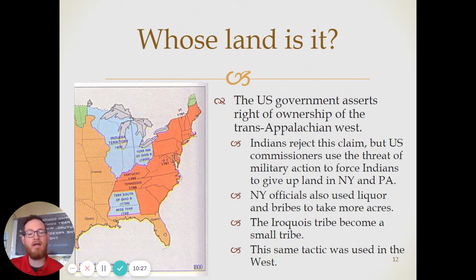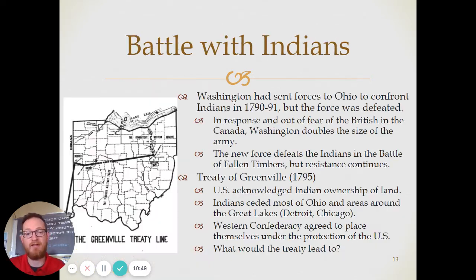Sometimes they were able to bribe Indians with liquor and that kind of thing to be able to get more acres. And eventually, you're going to see the Iroquois tribe becomes a small tribe because of the warfare and certain things that happen, and of course, still continuing to deal with disease. And these same tactics were to be used in the West as well when dealing with the natives and trying to get their land.